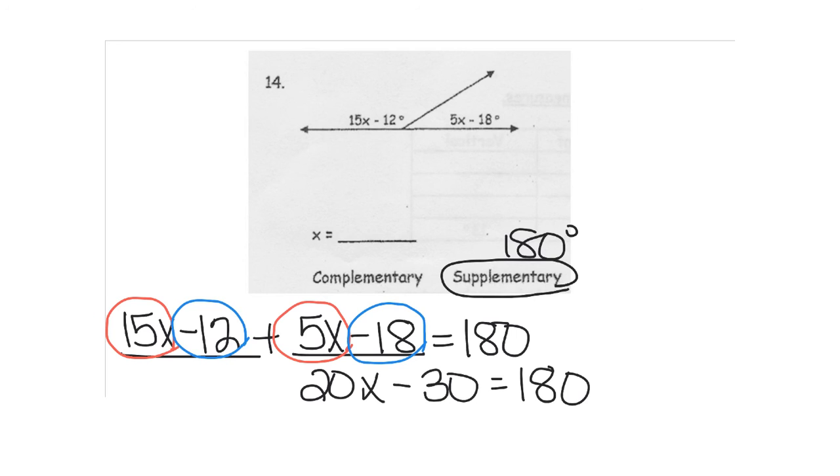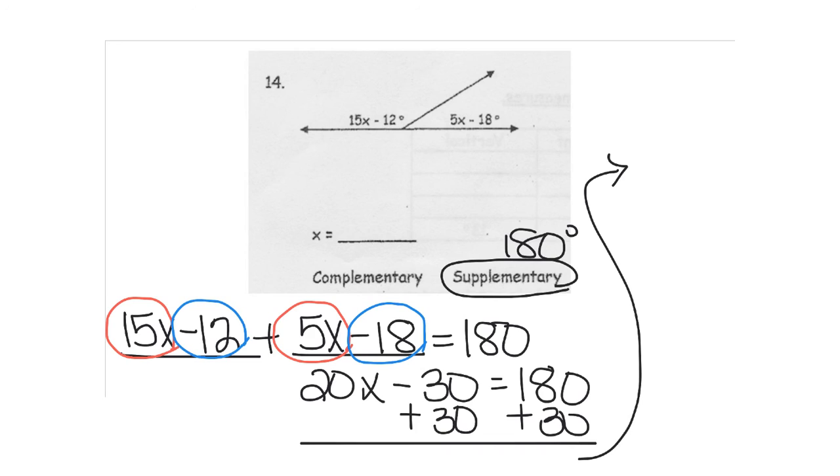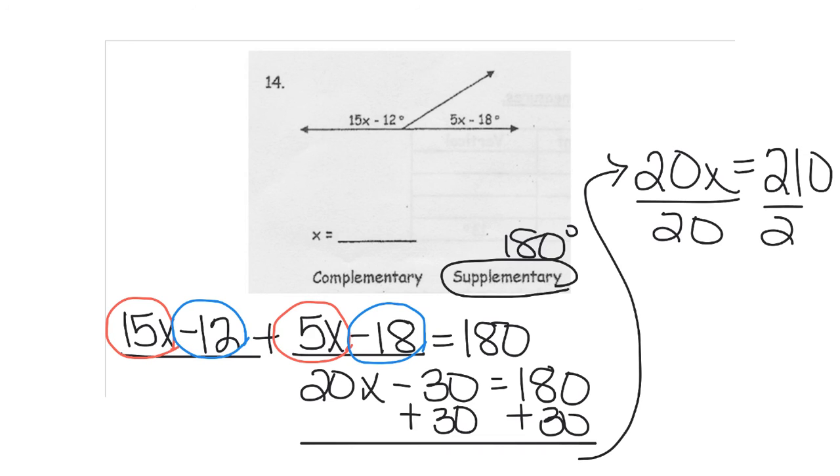So now that I go to solve this, I'm going to add 30 to both sides of my equation. And I'm going to move my work up here. This tells me that 20x is equal to 210. Now I want to divide both sides by 20, and I find that x is equal to 10.5. So x equals 10.5. Now I have the value of x.